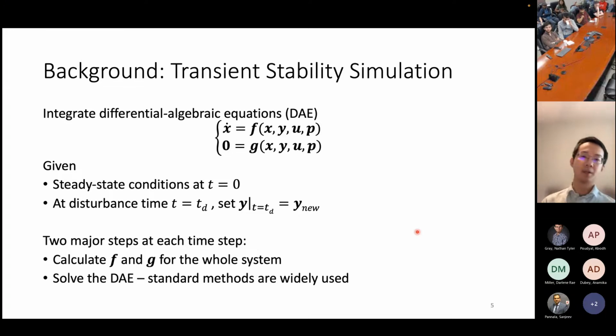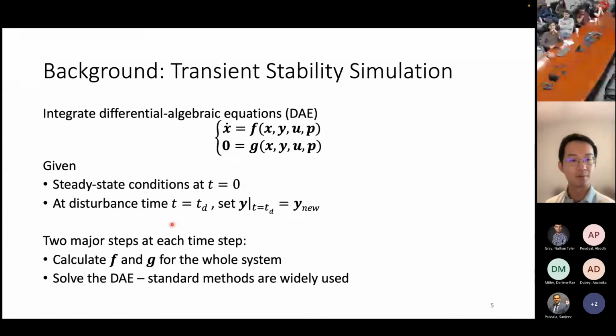So mathematically, transient stability simulation is an integration of the so-called differential algebraic equation, where the first equation, x dot equals f, is a differential equation, and the second part, g, is an implicit form of an algebraic equation. The simulation is usually started at a steady state, when t equals 0, where the differential equation will become 0, and the algebraic equation will be 0 as well. That's known as a steady state.